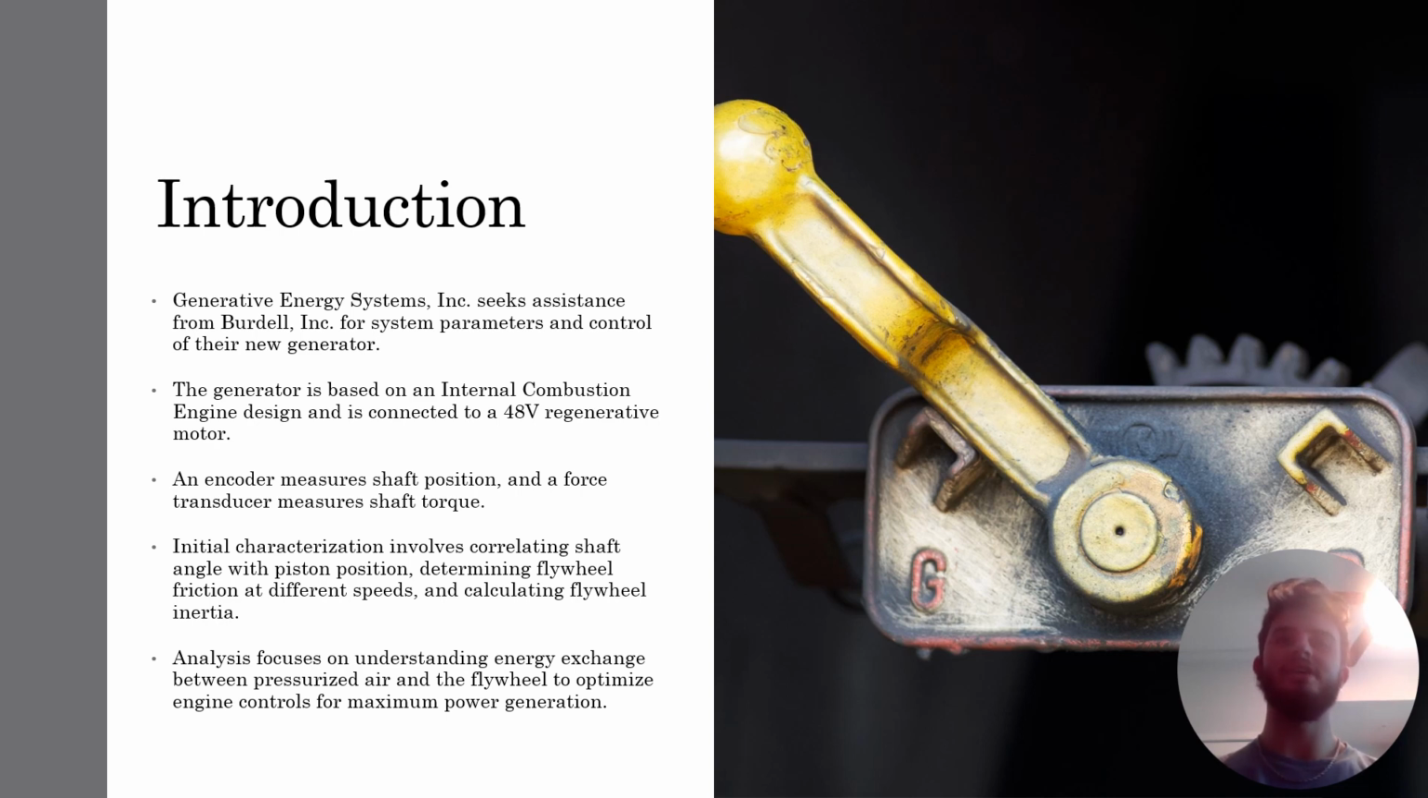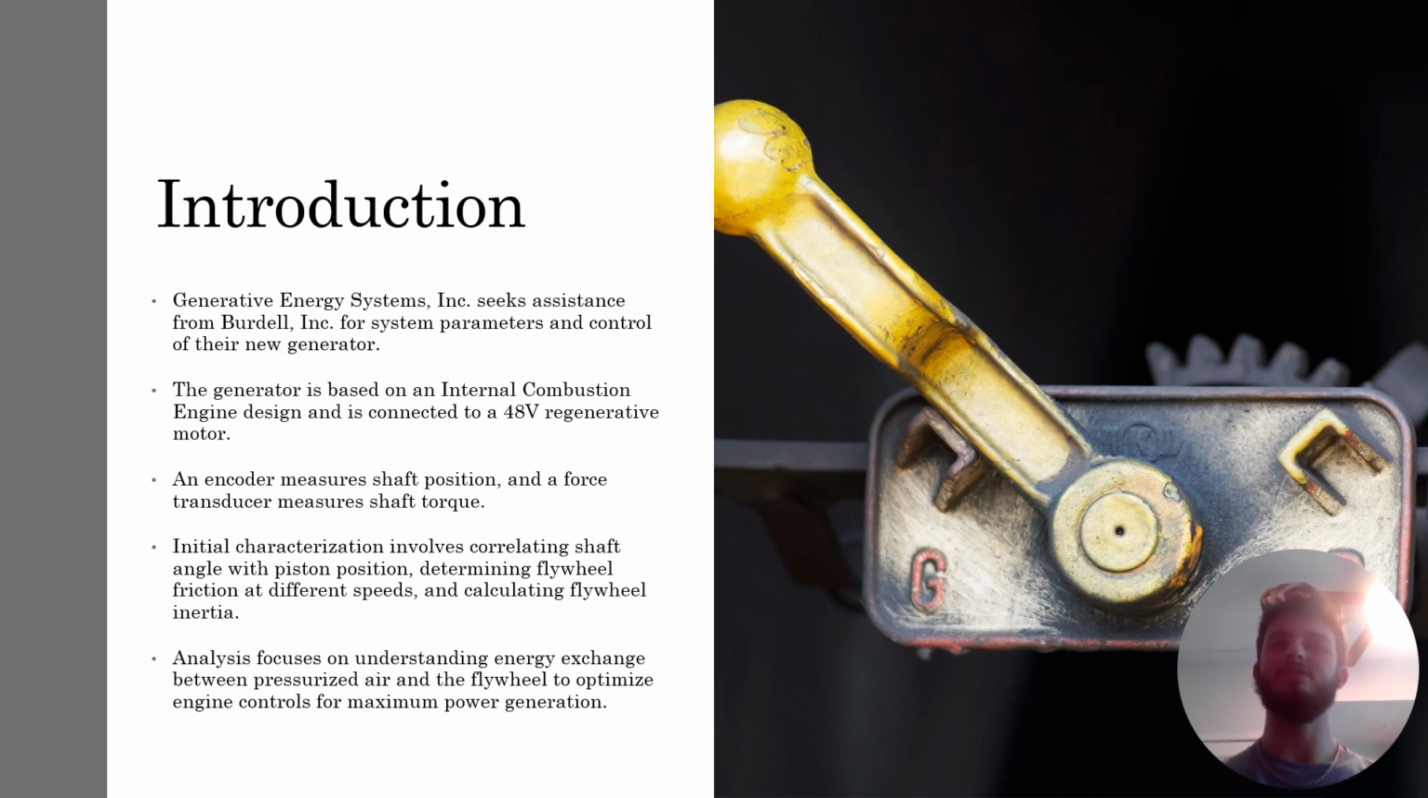To study the engine, it is connected to a 48-volt regenerative motor that can be used to power the engine or to generate energy when powered by the engine. An optical encoder is used to measure the radial position of the motor and the engine shaft, and a force transducer is used to measure the torque of the shaft. Using the encoder data, the position of the piston and the speed of the engine can be determined. Using the force transducer data, the effects of friction on the system at various speeds can be observed.